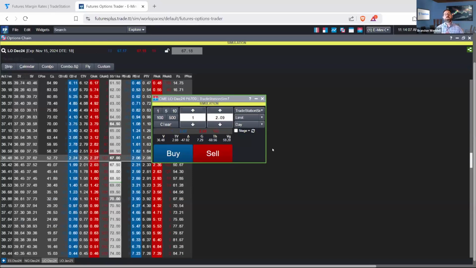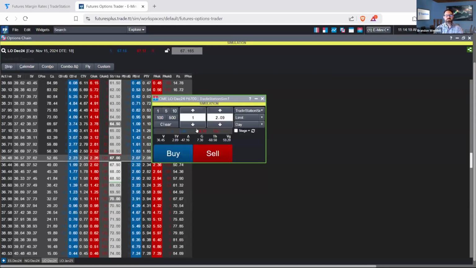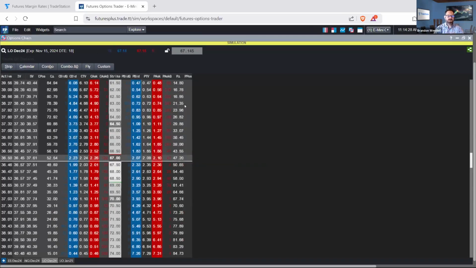No, you multiply it by the point value. So in reality, when I push that buy button, I'm putting in an order to buy at $2,090. That's what the margin is going to be, because that's how much I'm paying for the premium. You multiply whatever number you see in the quote or in the chain by the point value.